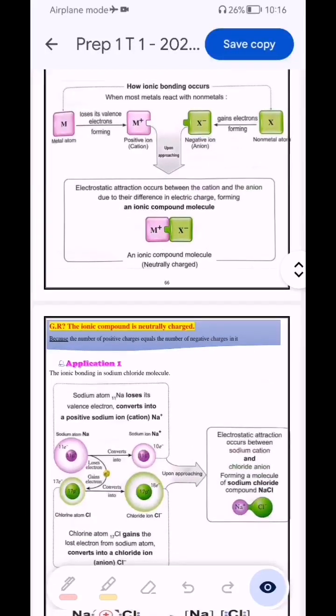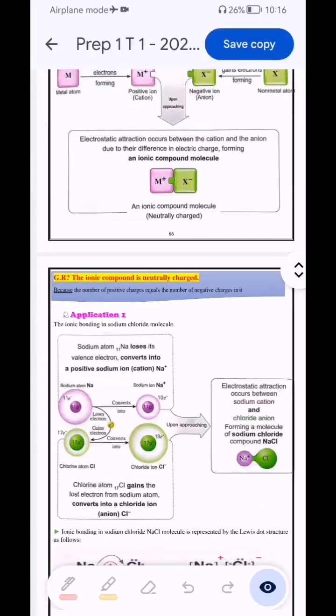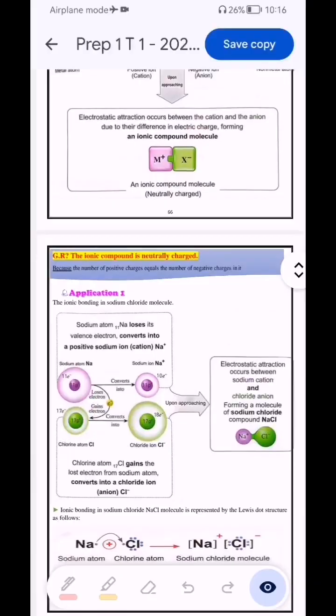Okay, in the ionic compound, what will the charge be? We have one positive and one negative, two positive and two negative. So the number of positive charges equals the number of negative charges, so the ionic compound will be neutral. If asked to give a reason: the ionic compound is neutrally charged because the number of positive charges equals the number of negative charges.